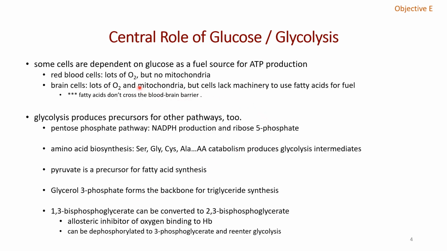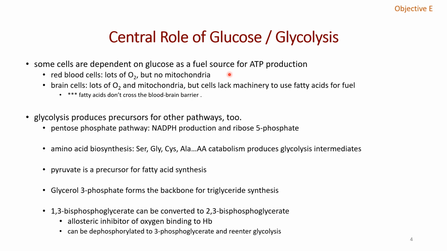Now, some cells are dependent on glucose as a fuel source for ATP production, and some of the easiest to remember are red blood cells. Red blood cells don't have mitochondria, so they can't do any aerobic ATP production at all. So they must have glucose. Glucose is the only source of fuel, and glycolysis is the only pathway for ATP production. But that's okay for what the red blood cell needs.